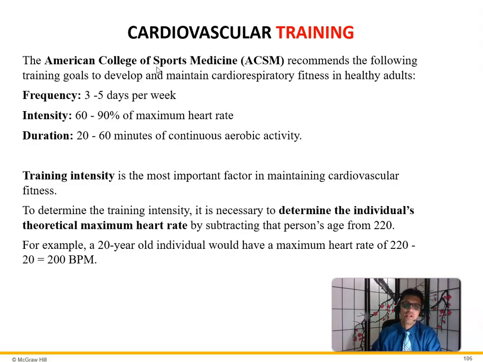Now, the American College of Sports Medicine recommends the following training goals to develop and maintain good cardiovascular fitness. So you should do this 3 to 5 days per week at 60 to 90% of your maximum heart rate. So how do you find out your maximum heart rate? It's 220 minus your age. So if you're 20 years old, 220 minus 20, your maximum heart rate should be 200, and you should exercise at 60 to 90% of that.